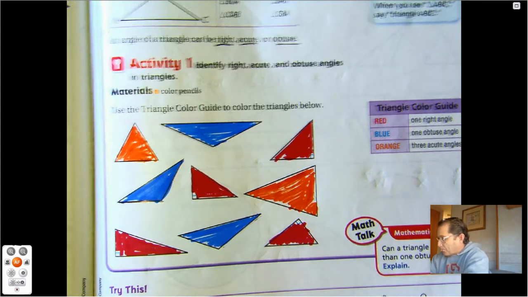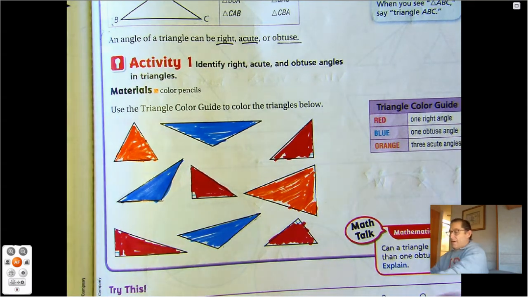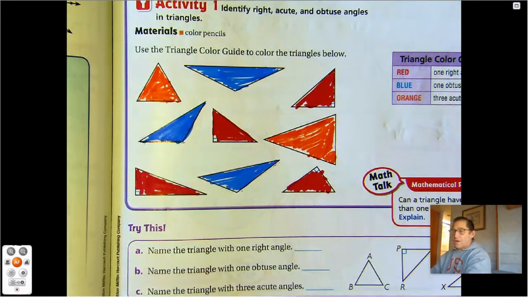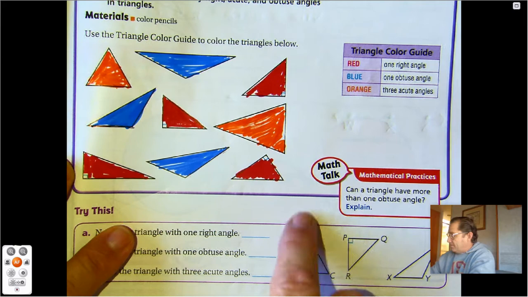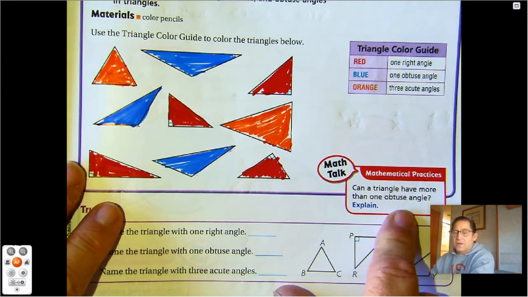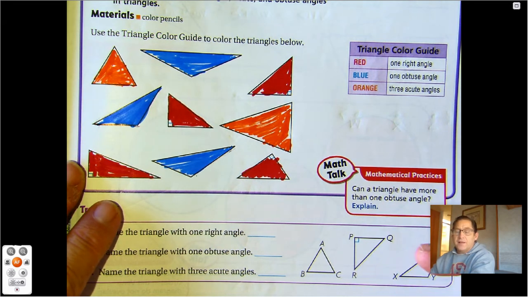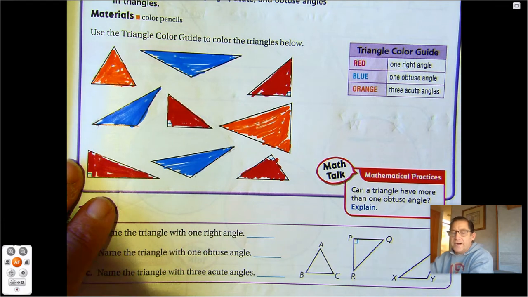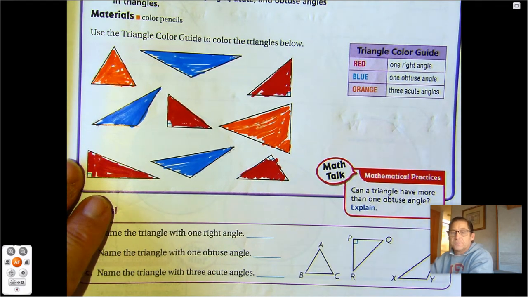Now, page 403 at the bottom, the Try This section. Oh, let's go ahead and look at the Math Practice question here. Can a triangle have more than one obtuse angle? No, it's not possible. If you had two angles greater than a right angle, you wouldn't be able to close the triangle with only three angles.